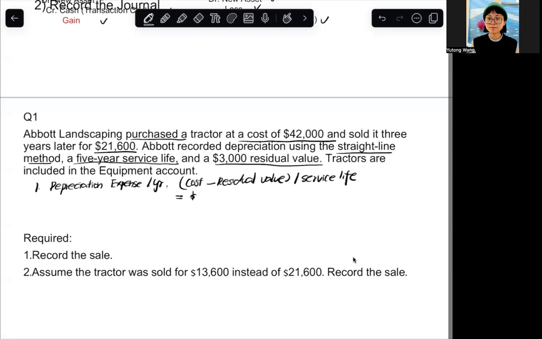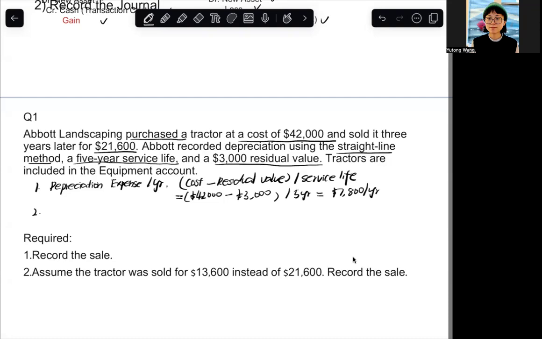And then we plug in the numbers: 42,000 minus 3,000, and it uses a 5-year service life, 5 years. Then we get 7,800 per year. That's the depreciation expense for 1 year.